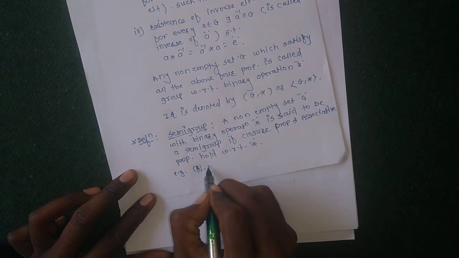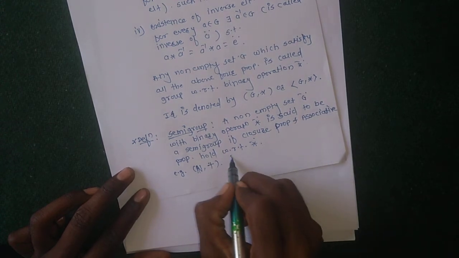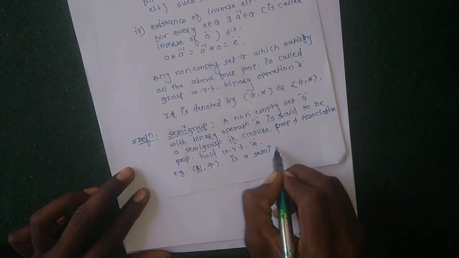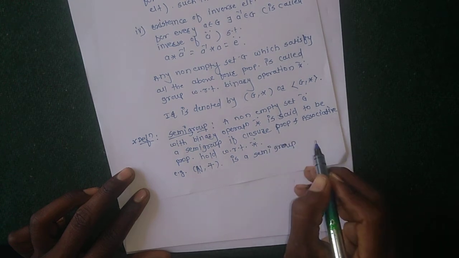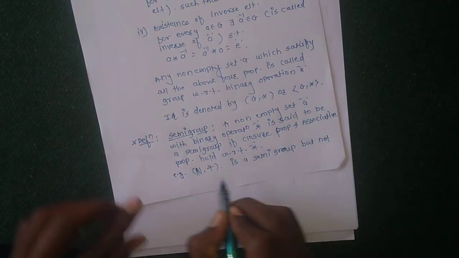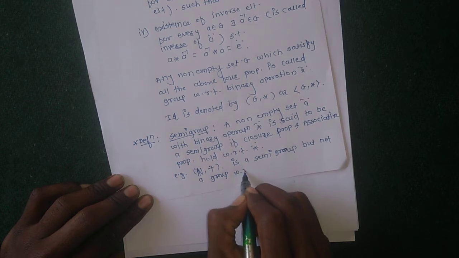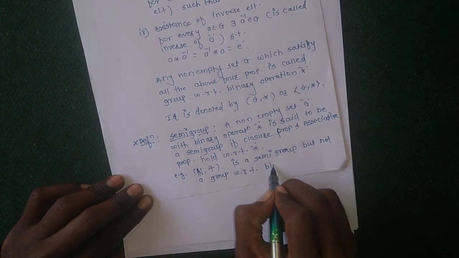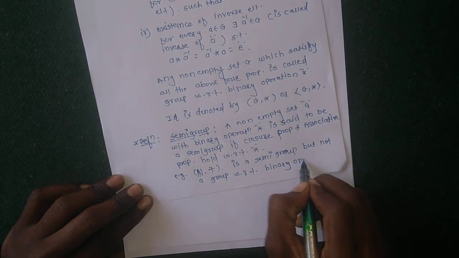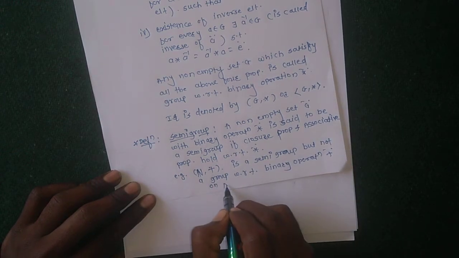Okay, for example, the set of natural numbers with the binary operation of usual addition is a semi group, but not a group, with respect to the usual addition on the set of natural numbers N. Okay, why is this not a group and why is this a semi group?